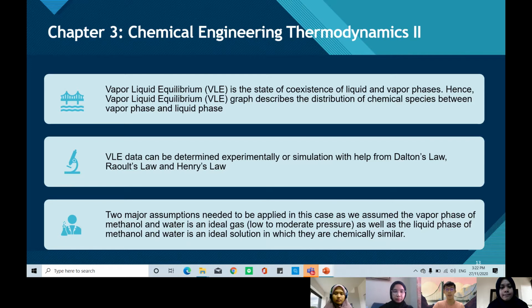Two major assumptions need to be applied in our case. First, we assume the vapor phase of methanol and water is an ideal gas, which holds at low to moderate pressure. Secondly, the liquid phase of methanol and water is an ideal solution in which they are chemically similar. Next.